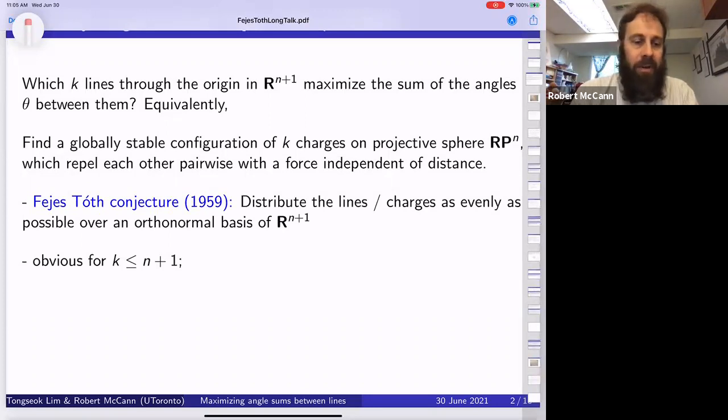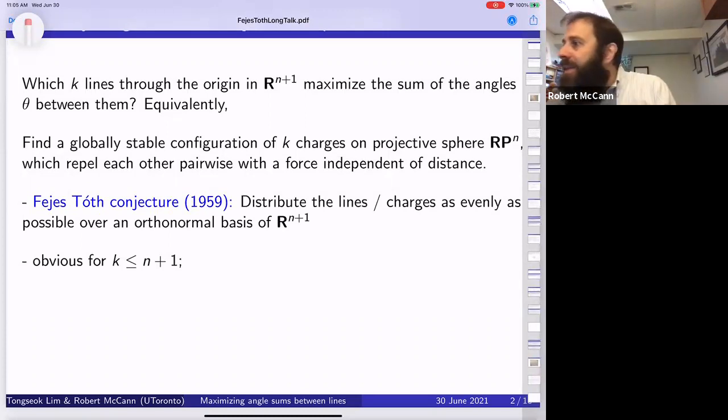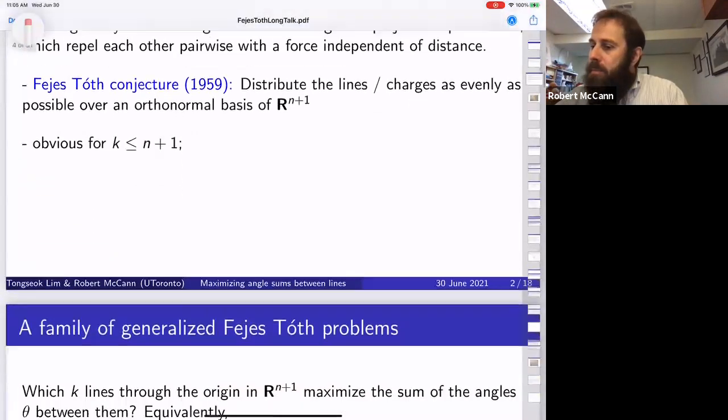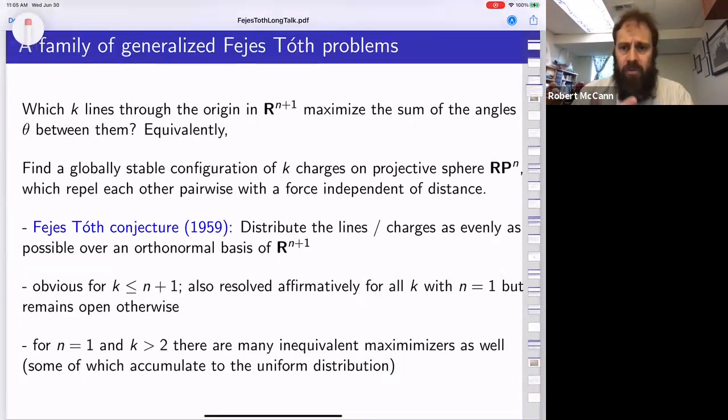As I tried to illustrate, when k is smaller than dimension plus 1, this is sort of obvious. And even in the plane, as soon as you get 3 lines, the maximizer isn't unique, and there are many inequivalent ones. The first two have to be orthogonal to each other, but for the third one, the larger you make the angle to one of them, the smaller the other one gets, and so it compensates. So you can put the third one down anywhere. The fourth one has to be orthogonal to the third one, but the two orthogonal pairs you can put anywhere you like. So there's no sense in which this conjectured maximizer is unique. And you can even approximate the uniform distribution if k is large enough in the plane.